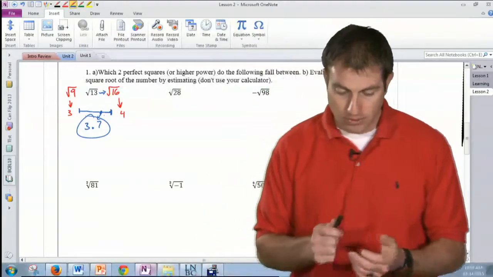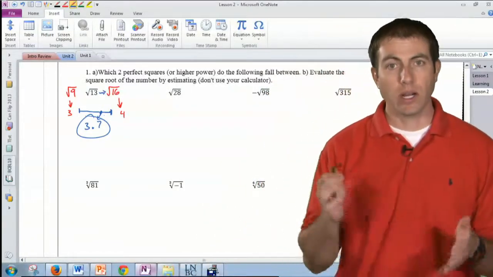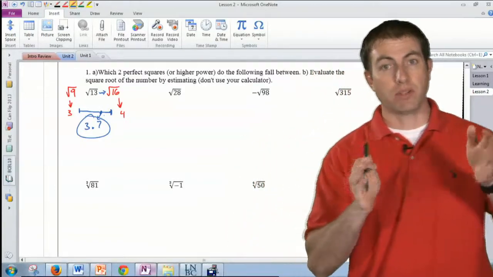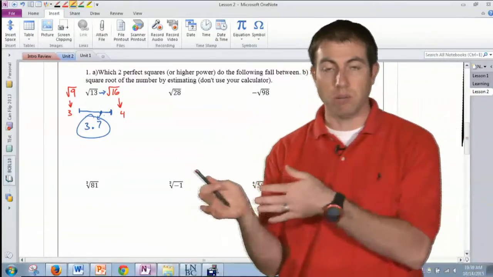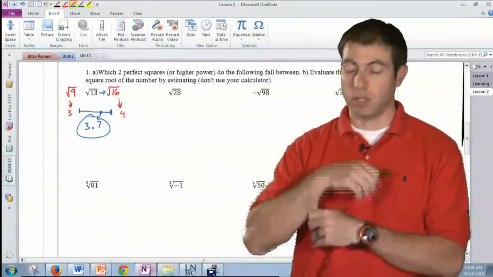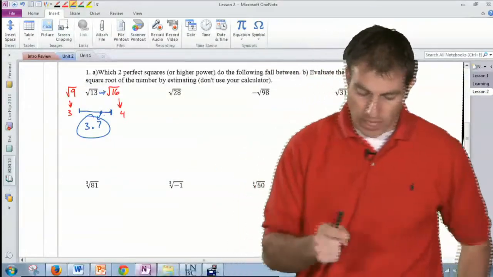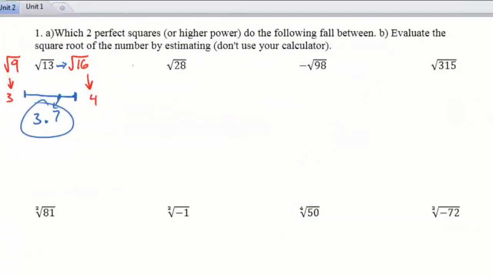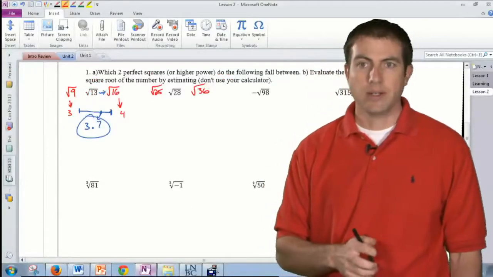So the next one, the square root of 28. Where are the perfect squares on either side of that? What's the perfect square below 28, and what's the perfect square above 28? This is why it's important to know our perfect squares. So 28 is kind of close to 25, so I could have the square root of 25, and then the square root of 36 would be the other one. So Taylor, you were on it.